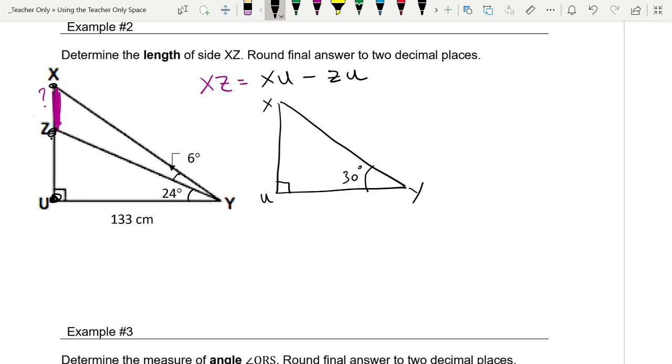And then I have this littler triangle. I'm kind of exaggerating how much smaller it is, but you get the idea. Where this is 24 degrees. This is still y, this is still u, but instead of point x, I'm only up to here at point z. All right, now what do these two triangles have in common? They both have a base here of 133 centimeters.